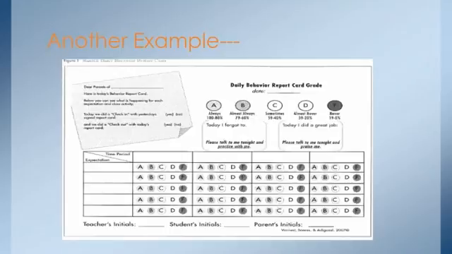And here's another example of a daily behavior report card, and it's like a Likert scale, the A, B, C, and D. It has a place where you can write in, and then it has the teacher's, student's, and parent's initials. This is a really good way to keep all people on the same page of how the student is doing. Now these are the components of your B5.